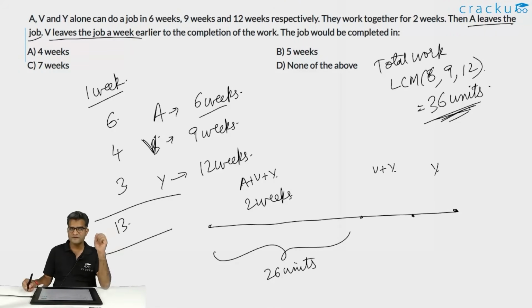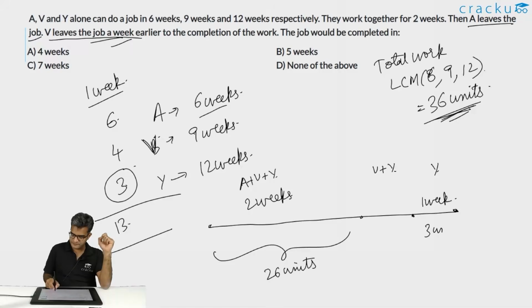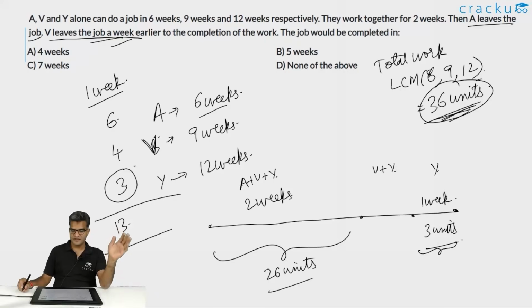How long does Y work? Y works for 1 week, because B leaves the job 1 week before the completion. And in the 1 week that Y works, how much work does he do? He does 3 units of work. The total work that needs to be done is 36. All 3 of them have done 26 units of work. Y alone has done 3 units of work. So the amount of work done by B and Y will be 36 minus 26 minus 3, which will be 7 units.